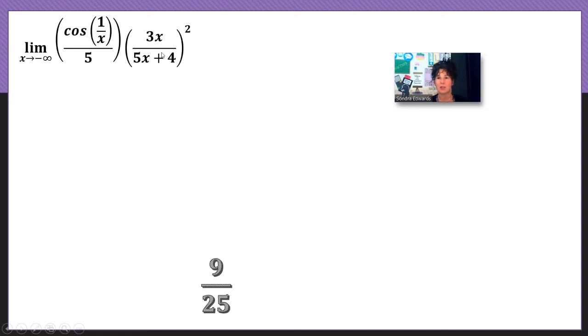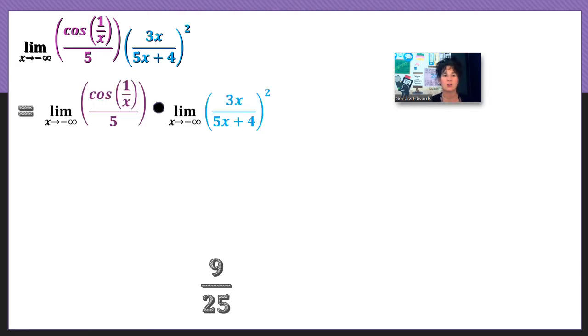These rules are really nice to be able to pull it apart into some smaller, easier problems to work with. So I'm going to begin, because I have this purple piece times the blue piece, I'm going to pull that apart as two separate limits. Okay, a couple other things going on here is cosine of 1 over x divided by 5. Well, dividing by 5 is the same thing as multiplying by 1/5. So 1/5 would be a constant multiplier, and I could just move that out front.